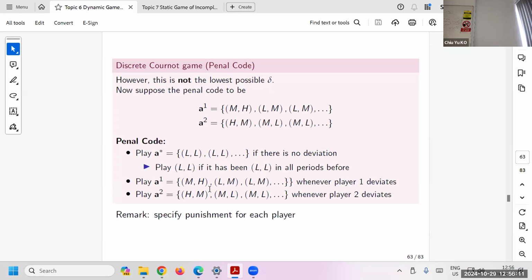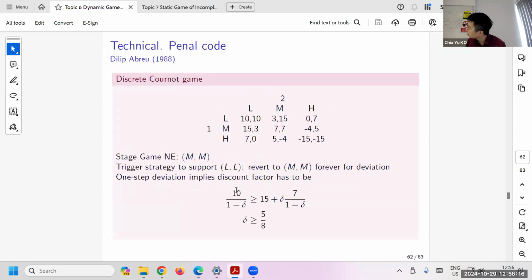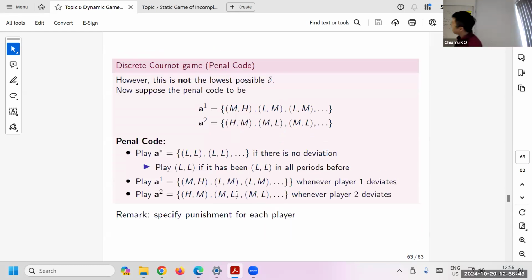Look at MH. What is that? If player 1 deviates, we go to MH. Why? MH is the most horrible thing that player 1 can conceive, which is -4. If player 1 deviates, I will just force you to have this guy. Later you will see why this guy would happen here. And once here, then it will be going to LM.